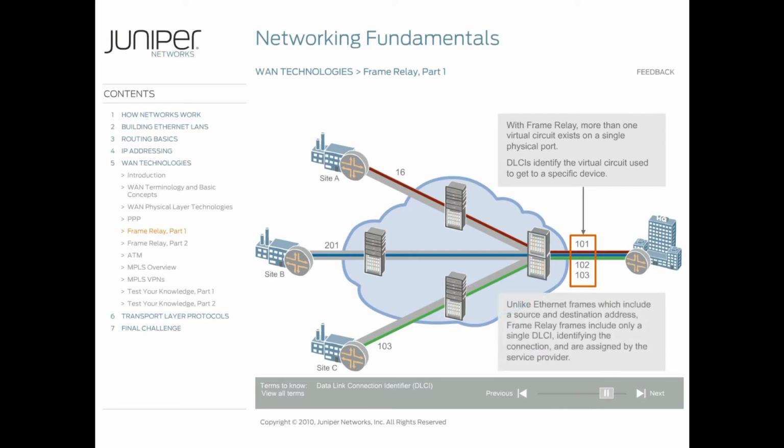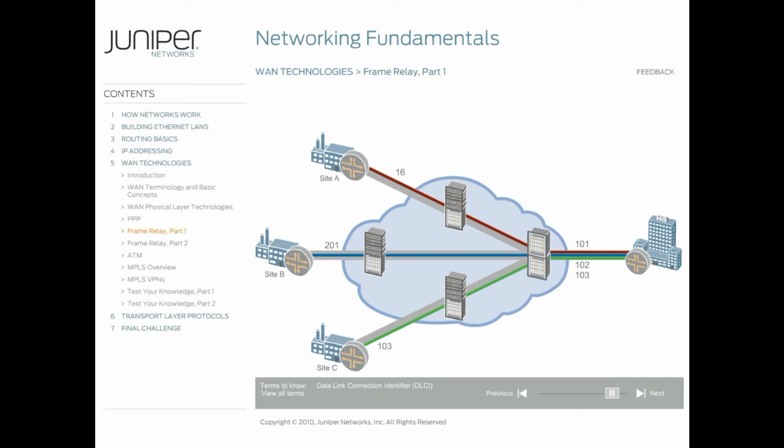Unlike Ethernet frames, which include a source and destination address, Frame Relay frames include only a single DLCI, identifying the connection, and are assigned by the service provider. This number is only significant on the link connecting the customer's router and the provider's Frame Relay switch. Because routers do not advertise DLCIs, the providers can use the same numbers elsewhere in the network. And because the DLCIs only have local meaning, a virtual circuit can have different values at each end.